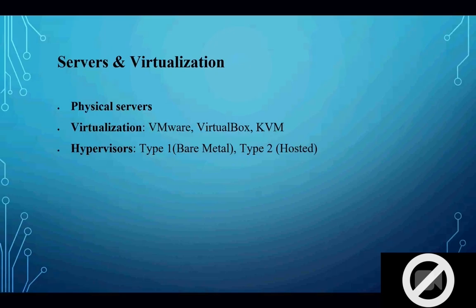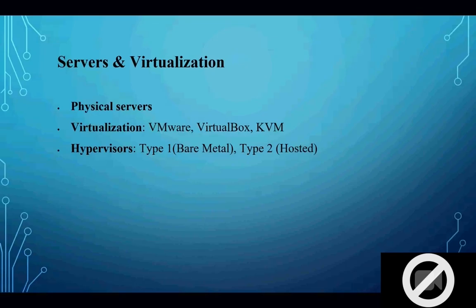We have two types of hypervisor, type 1 and type 2. Type 1 is called bare metal. It's commercial, so it's mostly used in data centers by companies. We have VMware ESXi and Microsoft Hyper-V.